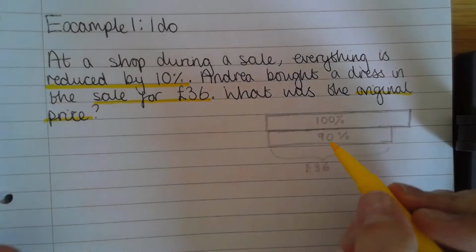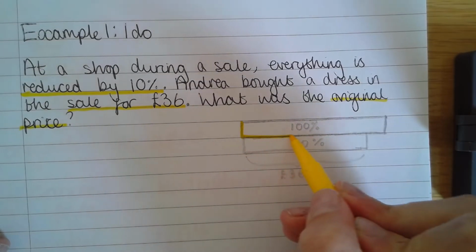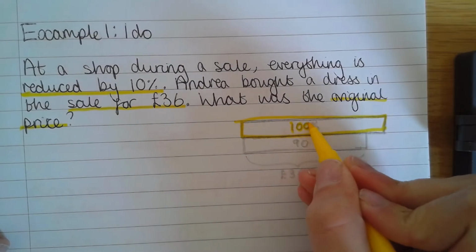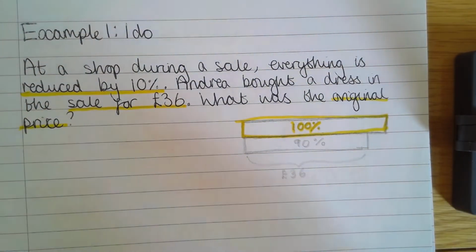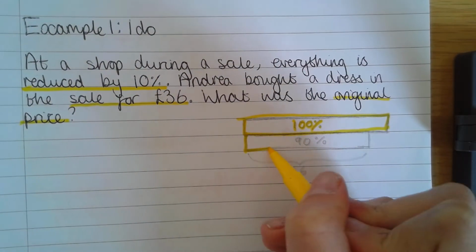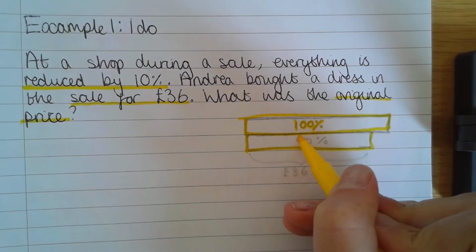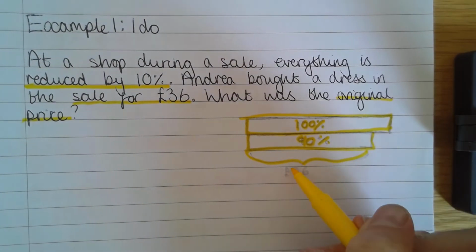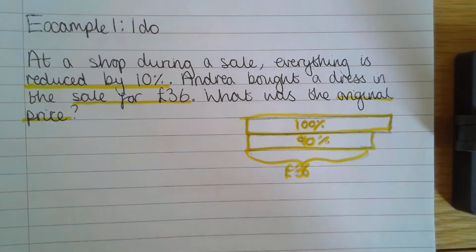So over here you can see we always start off with 100%. That's our original amount, 100%. As you can see over here, that is the original. But it's been reduced by 10%, so we've only got 90% left because we've taken away 10%, and that 90% is equal to £36.